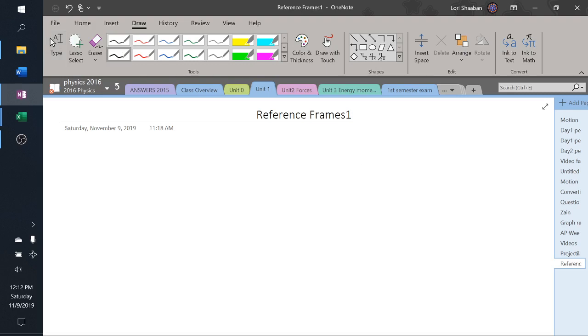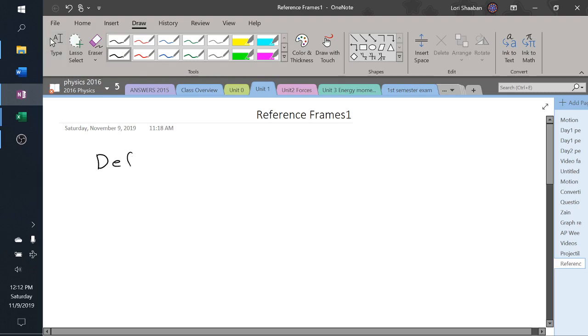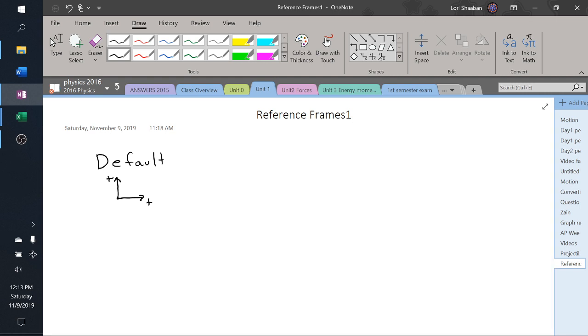Okay, so when we're dealing with reference frames, there's a default. If something says something's going in the positive direction sideways, we always say to the right. If something is traveling vertically, we say up is positive. That's the default. If no one says anything, that's what we're going to assume.